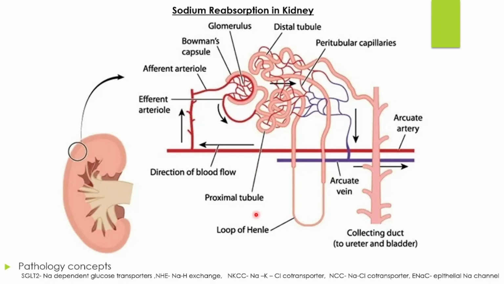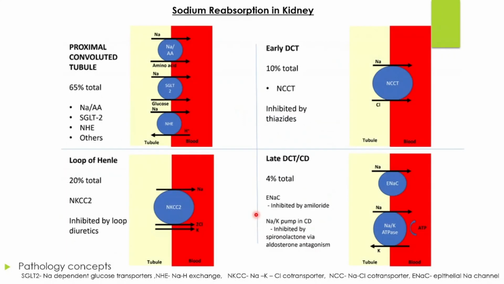For the sodium, 99% of which is filtered by the glomerulus, it is reabsorbed in the proximal convoluted tubule, in the loop of Henle, in the early distal convoluted tubule, and in the late distal convoluted tubule and collecting duct. There are different mechanisms that reabsorb the sodium according to the tubules.